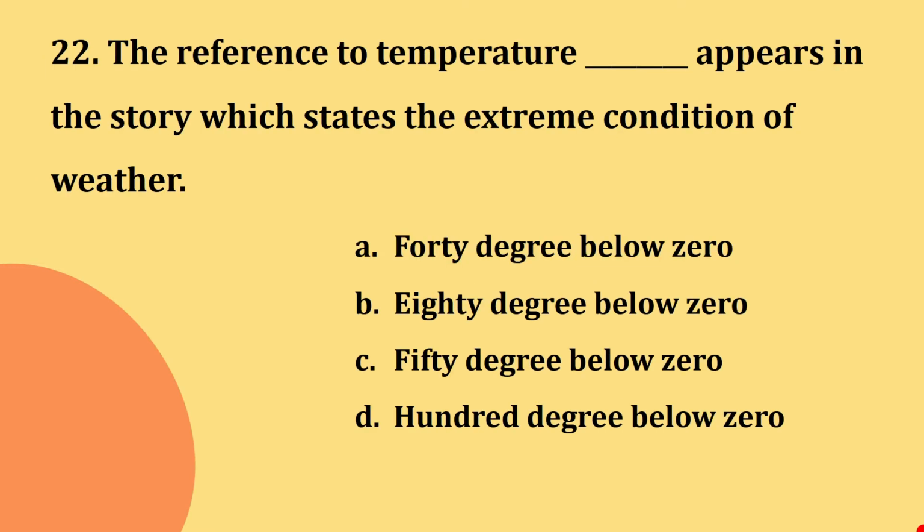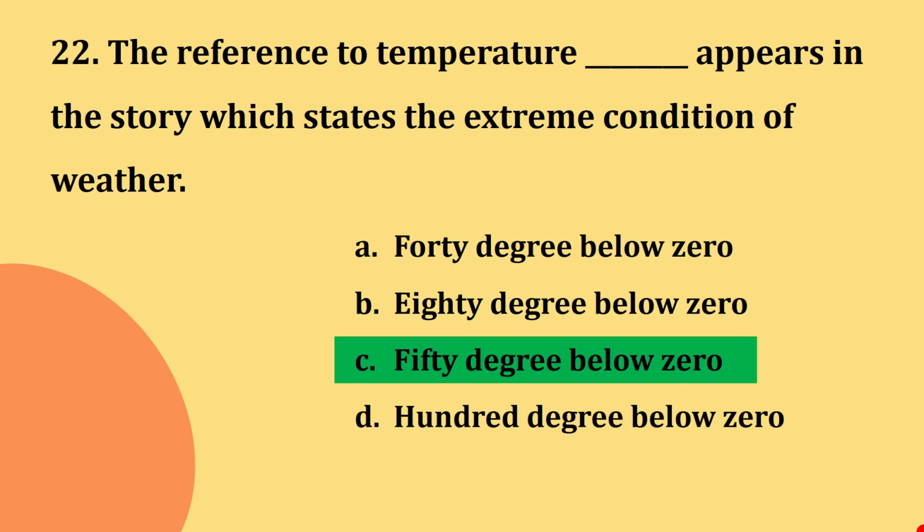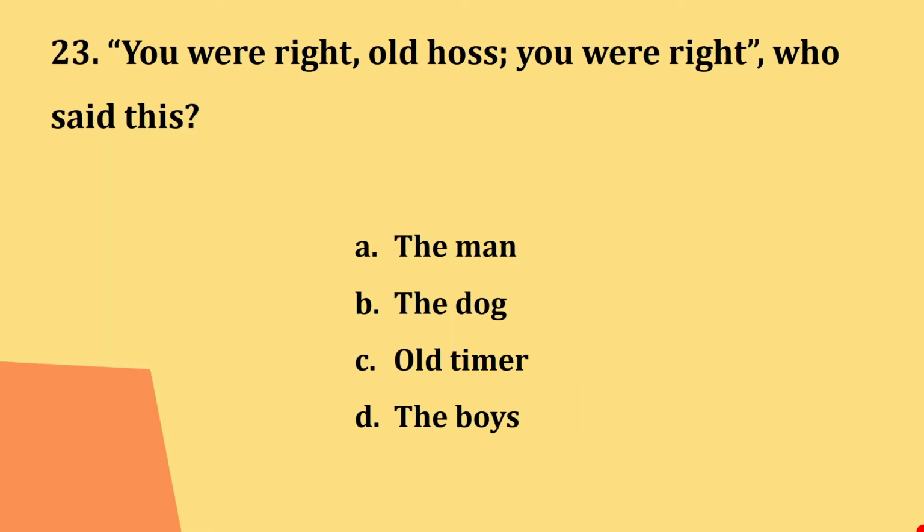22. The reference to temperature dash appears in the story which states the extreme condition of weather. A. 40 degree below zero, B. 80 degree below zero, C. 50 degree below zero, D. 100 degree below zero. So there is constant reference to temperature in the story. What is that reference? And the correct option is C. 50 degree below zero. It constantly appears in the story.